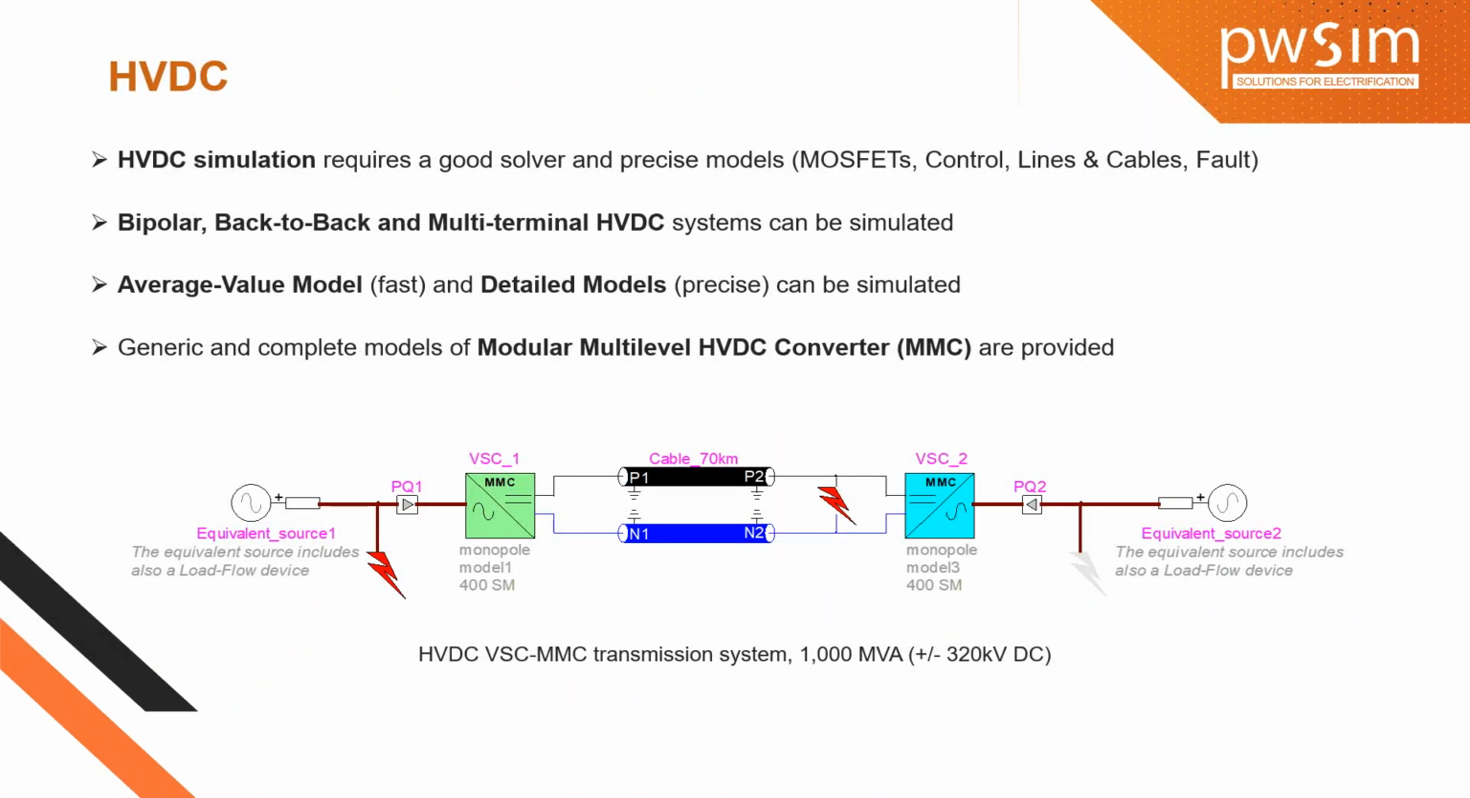Next, HVDC applications. In EMTP, different levels of modular multi-level HVDC converters are available. In this example, we are using a 400 level modular multi-level MMC, and both an average value model and detailed models are available. According to our requirement, we can go with the average value model or the detailed models of MMC, and we can do HVDC applications very easily by using EMTP software.